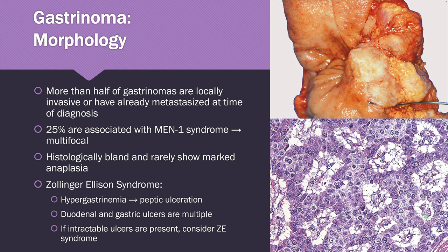So how would they look like? So this one is your gastrinoma over here. More than half the gastrinomas are locally invasive or have already metastasized at the time of diagnosis. 25% are associated with your MEN1 condition. If you're going to check it under the microscope, these are histologically bland and they may rarely show marked atypia, as you can see over here. If this is part of the Zollinger-Ellison syndrome, maraming peptic ulcer formation. Okay. Even along the duodenum and your stomach, you will be able to see ulcers.